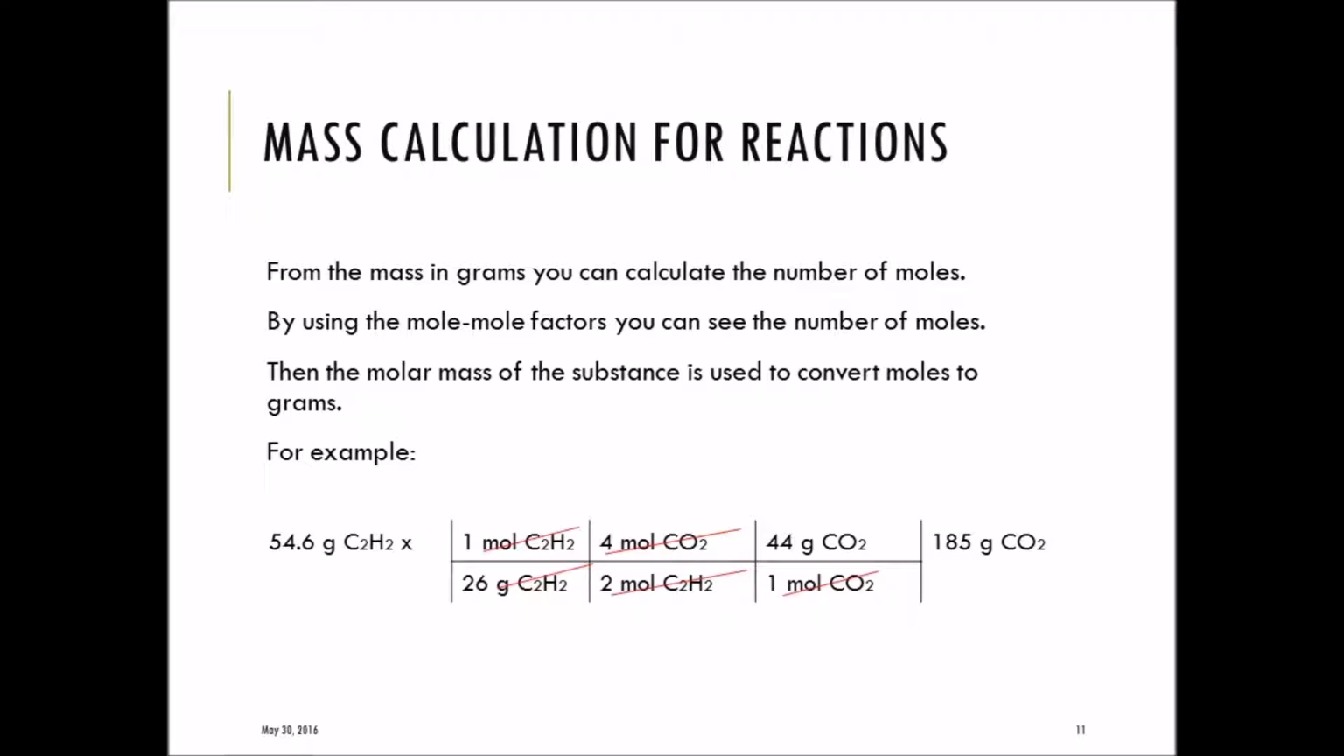Mass calculation for reactions. From the mass in grams, you can calculate the number of moles, then use mole-mole factors to find the moles of the other substance. Then the molar mass of the substance is used to convert moles to grams. This is the biggest conversion that we've seen until now, and it is pretty easy. It's the same process, and I will walk you through it.